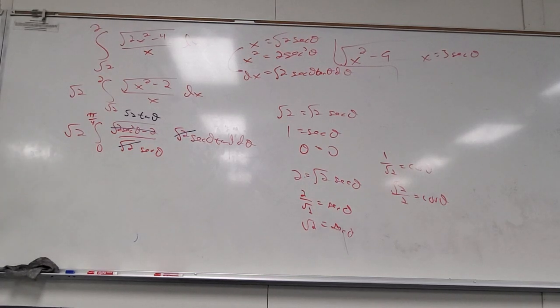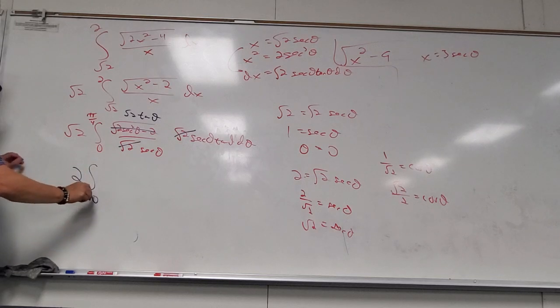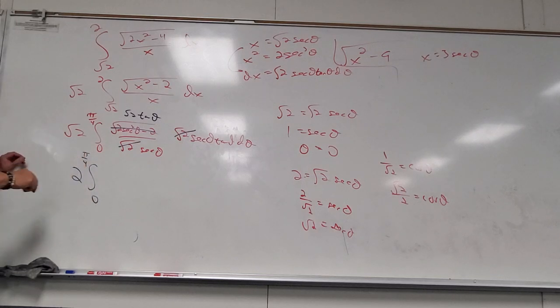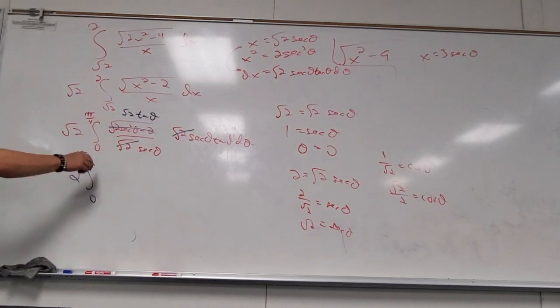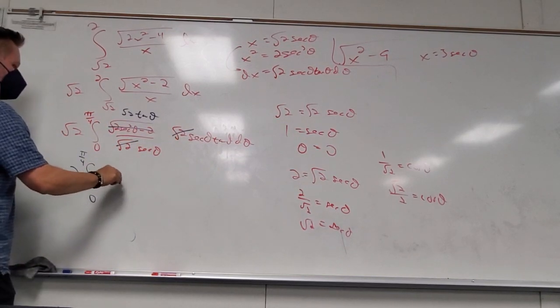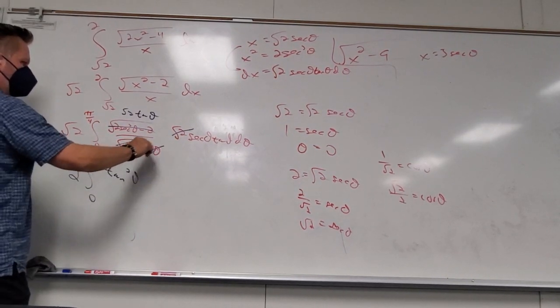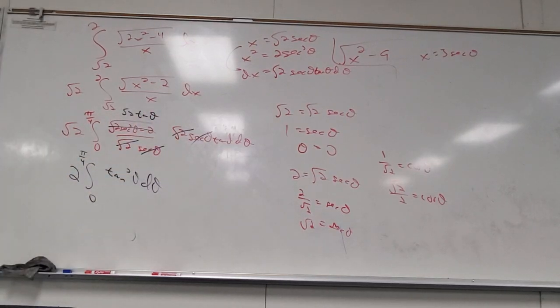Let me stop for a minute. This square root of 2 times this square root of 2 makes a whole 2. And then I get tangent theta times tangent theta, which is tangent squared, and the secant theta cancels. All right. That looks a lot better.